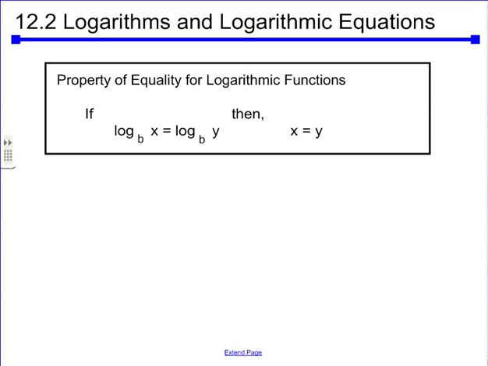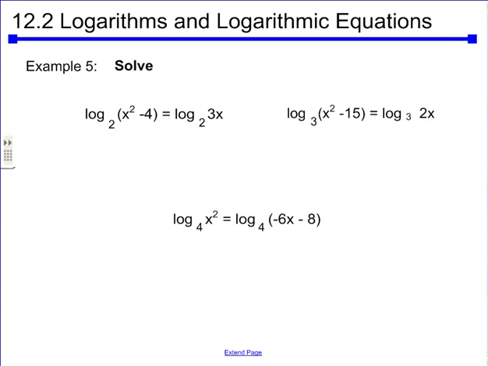Okay, for our last type of problem, we're going to solve equations that have more than one log in them. So we have a property that tells us if you have log with the same base equal to log with the same base, if this much is the same on both sides of an equation, you can reduce it to just saying the x must be equal to the y, and then solve from there. So let's see how that plays out with an example.